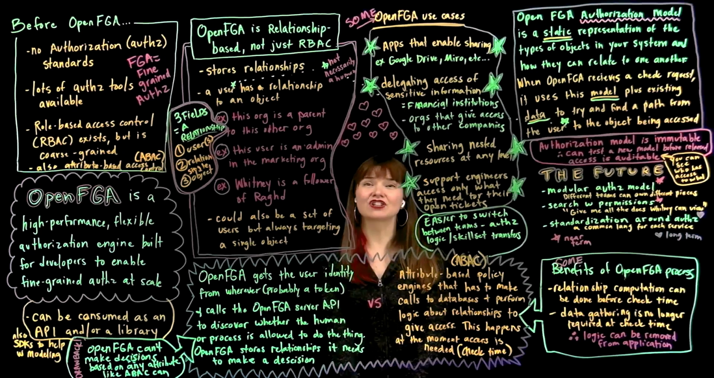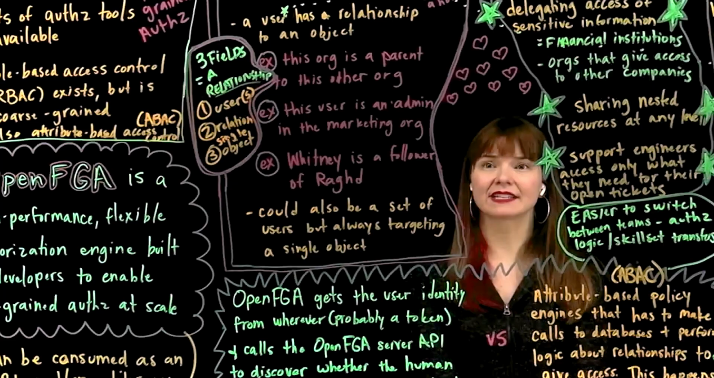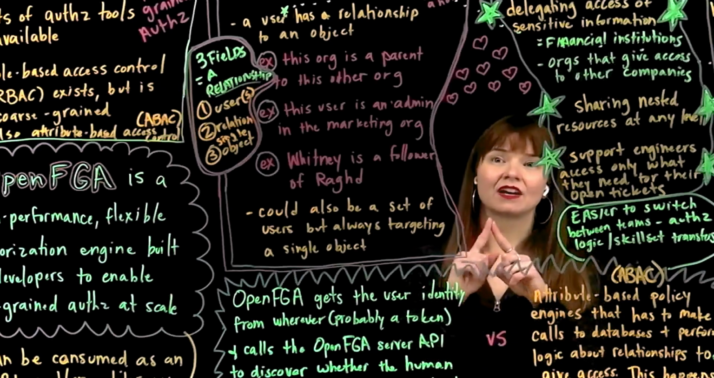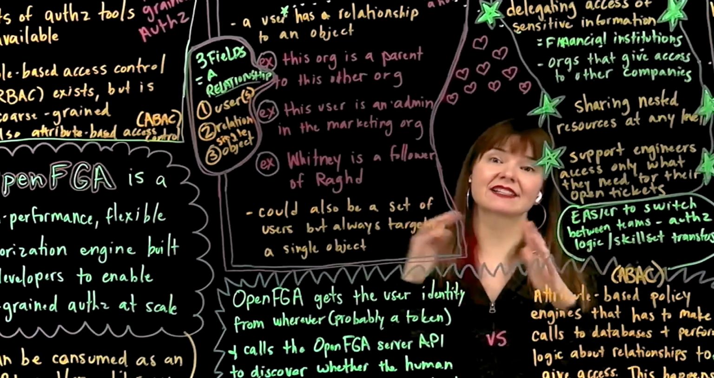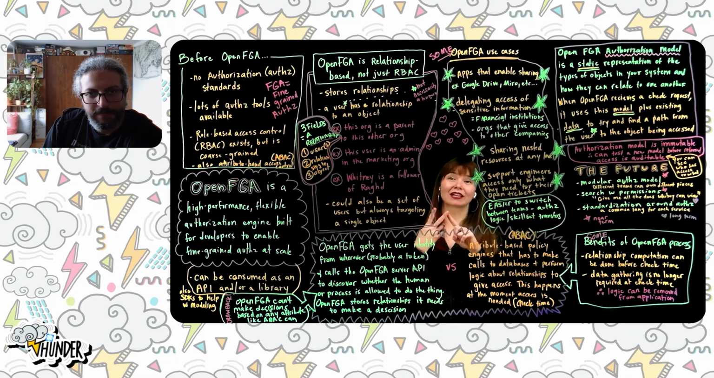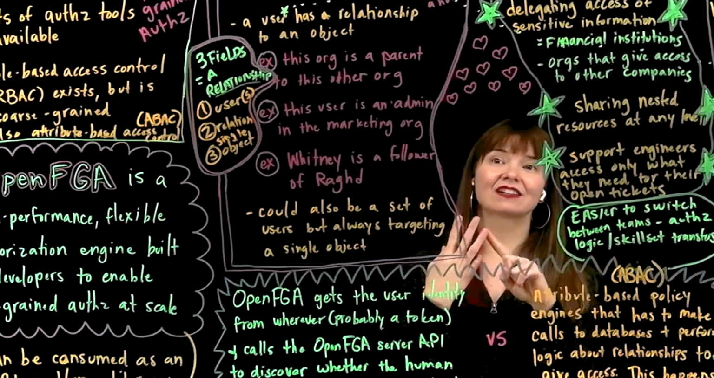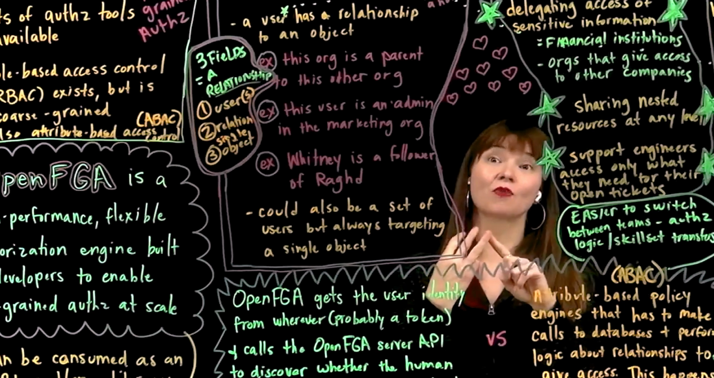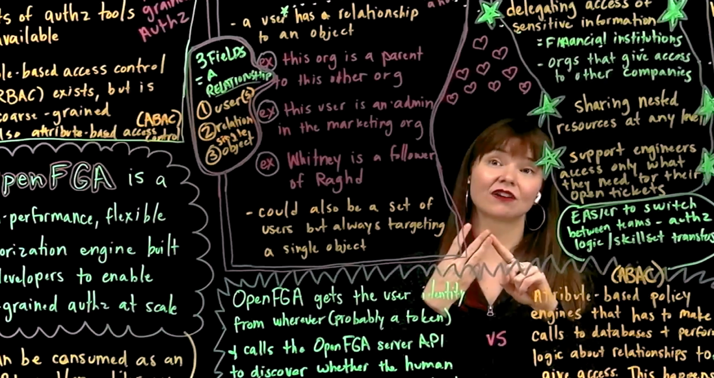So this relationship is made up of three pieces. There's one or many users, but the user isn't necessarily a human user. Yes. And then there's kind of an actiony word, like a relation word. And then there's the subject, which is always a single thing, a single object.